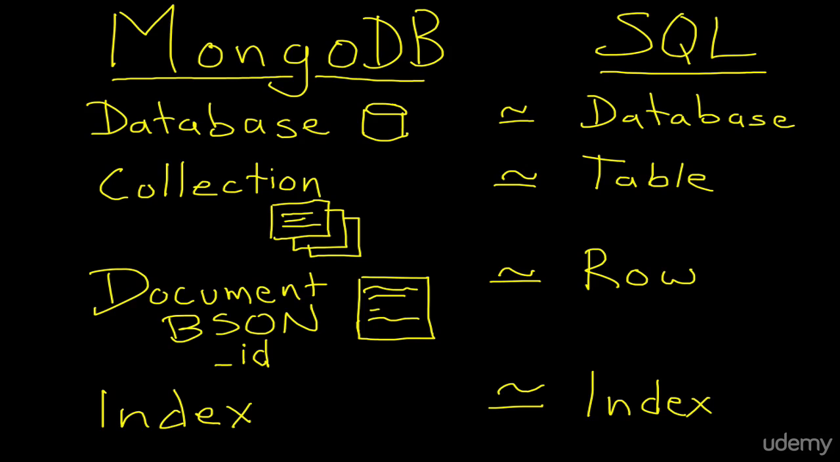So in this lesson, we just had a quick overview of the key terms of MongoDB, which are database, collection, document, and index.